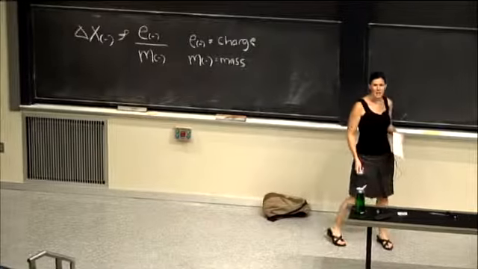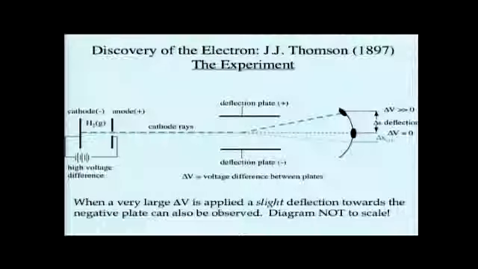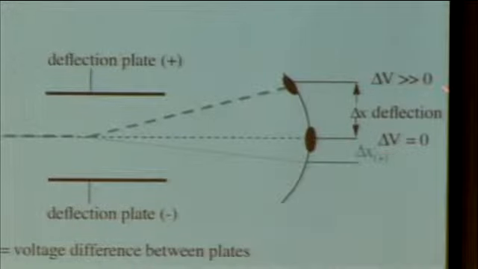So Thomson didn't stop here. He actually continued experimenting with different voltages. And what he found was if he really, really ramped the voltage up between those two plates, he could actually detect something else. And what he could detect here is that there's this little spot of luminescence that he could see on the screen that was barely deflected at all. Certainly in comparison to how strongly this first particle was deflected, the second particle was deflected almost not at all.